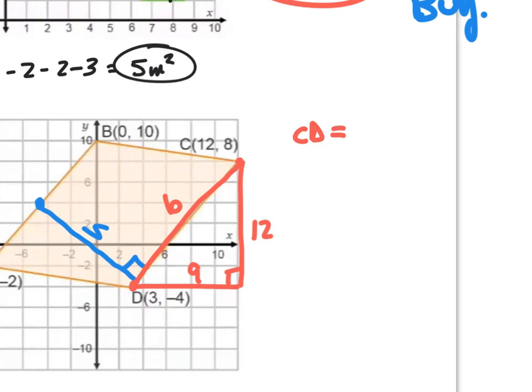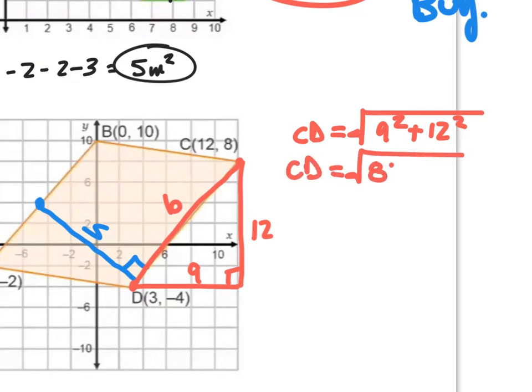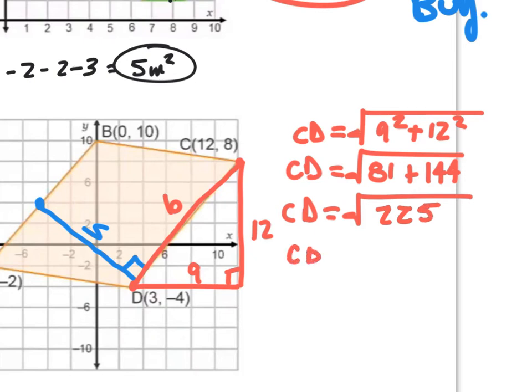CD is equal to the square root of 9 squared plus 12 squared. So CD is equal to the square root of 81 plus 144. And then CD is equal to the square root of, what's 81 plus 144? That's going to give me 225. And the square root of 225 is going to be 15. So CD has a length of 15. All right, so this length here is 15, and that's my base length.